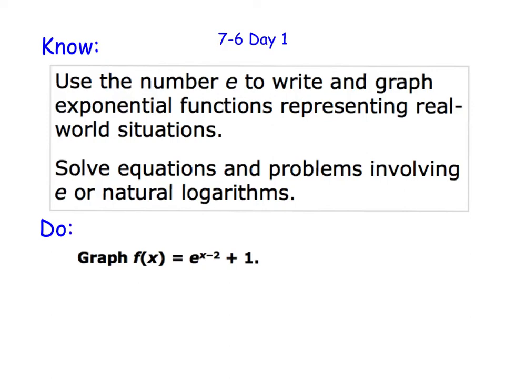Today we're going to be taking a look at section 7-6. Now, we're only going to cover part of the lesson for today. Our objective for today is to use the number e to write and graph exponential functions representing real-world situations. Then we're going to solve equations and problems involving e, or natural numbers. So, let's take a look at what that involves.